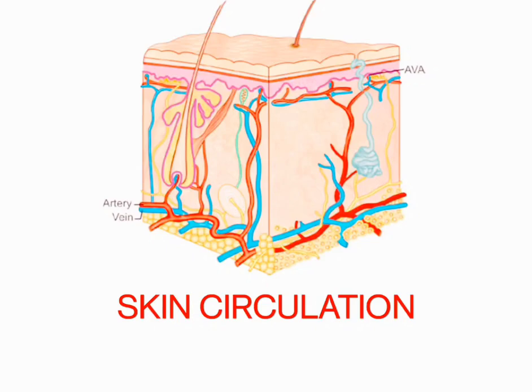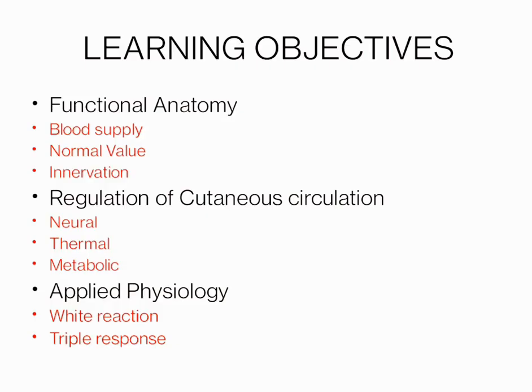Morning. Today's topic is skin circulation, or we say cutaneous circulation. Circulation of the blood through the skin is known as cutaneous circulation. We learn the topic under three headings. Number one, functional anatomy, regulation of cutaneous circulation, applied physiology. Under functional anatomy, we'll see the blood supply, the normal value, and the innervation.